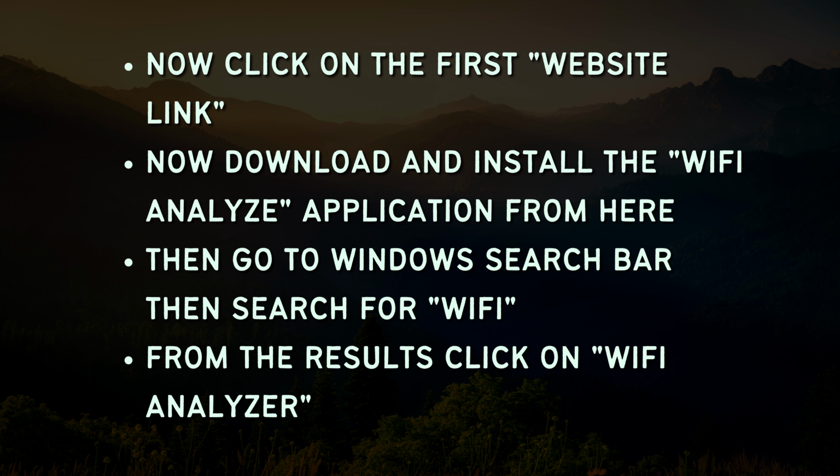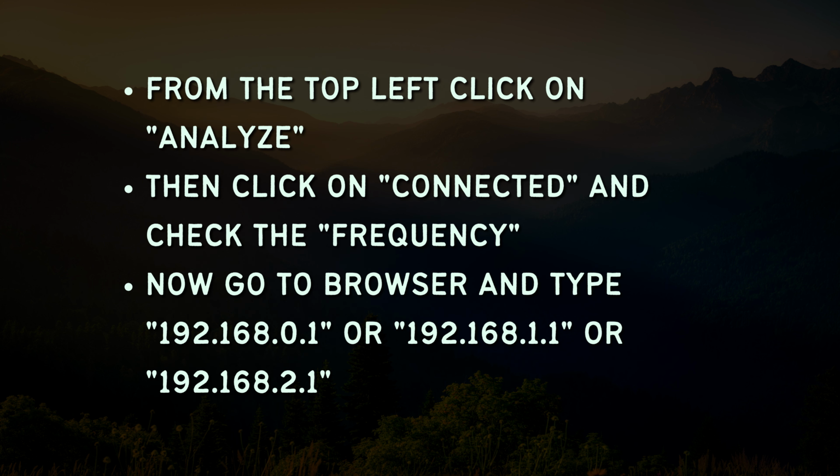Now go to browser, then search for Wi-Fi Analyzer PC. Now click on the first website link. Now download and install the Wi-Fi Analyzer application from here. Then go to Windows search bar, then search for Wi-Fi. From the results, click on Wi-Fi Analyzer. From the top left, click on Analyze. Then click on Connected and check the frequency.